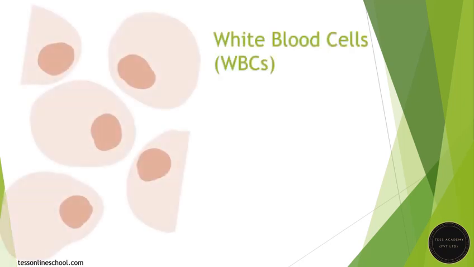Moving on to white blood cells. There are various types of white blood cells that you need to be aware of, the main two being phagocytes and lymphocytes. White blood cells are much larger than red blood cells, but do remember they only make up less than 1% of our blood content. They do have a nucleus, unlike RBCs.